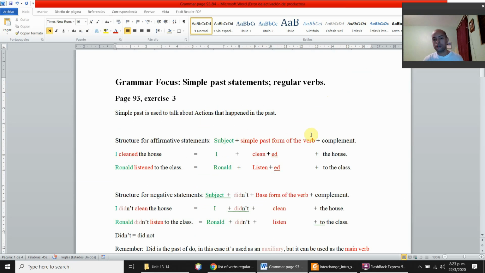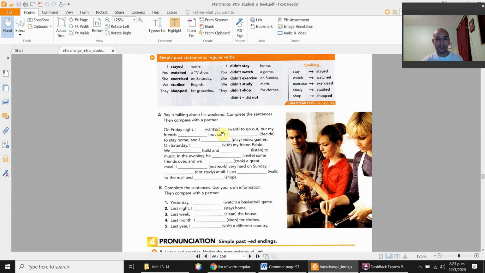So I want you to do this exercise. Exercise A and exercise B. You have to complete the sentence with the verb inside the parentheses. If it's negative like this, you just have to follow the structure of the negative form. So please do these exercises. Exercise A and exercise B. In the case of exercise B, you just have to use your own information.